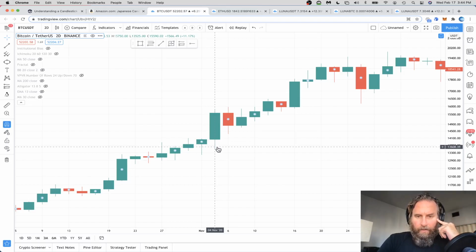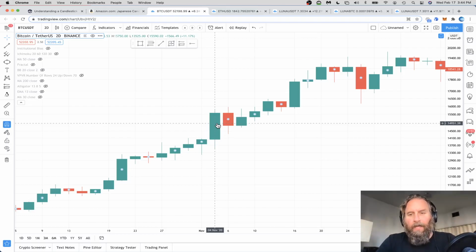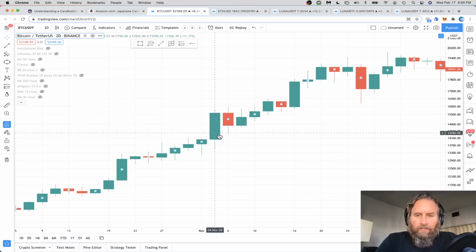You know, at some point during those 2 days, it dipped all the way down to 13,474, the bottom of the tail. And at some point, it got as high as up here at the top of the wick at 15,763. Okay, but it closed right here. Well, I'll just show you the close. The close is right there at the top, 15,590.02. Okay, so again, this just represented the range.